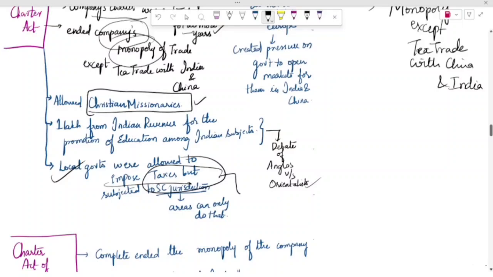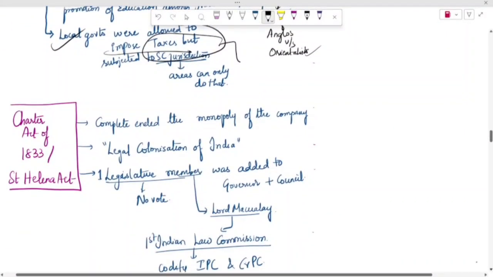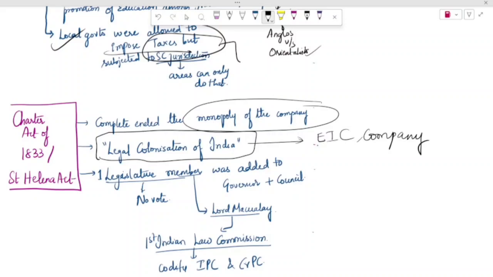Fine. So the next act is the Charter Act of 1833, and this act is also called the St. Helena Act. It has completely ended the monopoly of the company. So the tea trade with India and China, which should only be done by the East India Company, has also been removed, and it made a legal colonization of India. It means that any company like the East India Company can come into India and do trade with India. That can be done only by British companies.